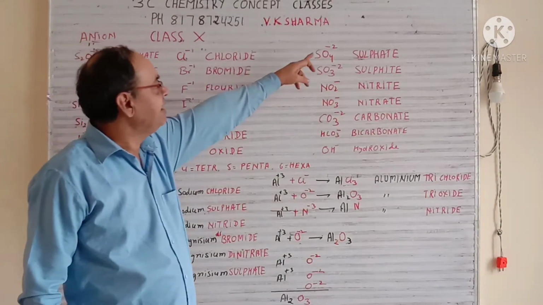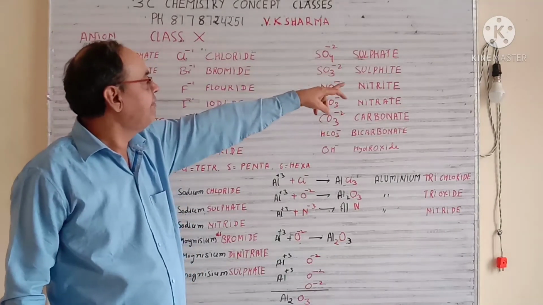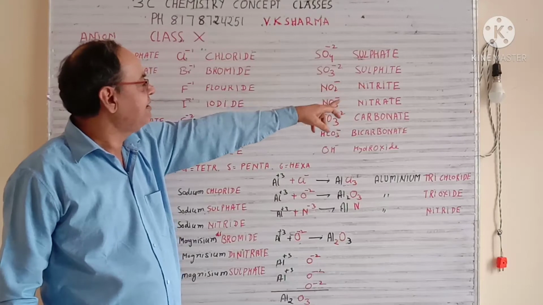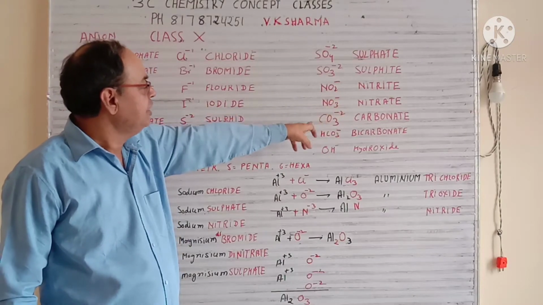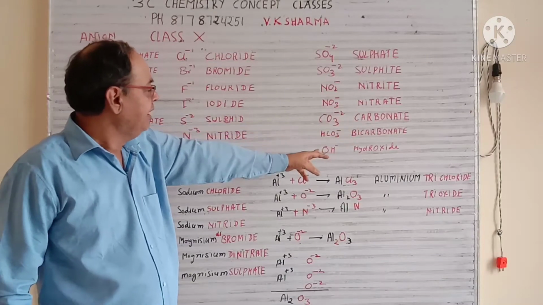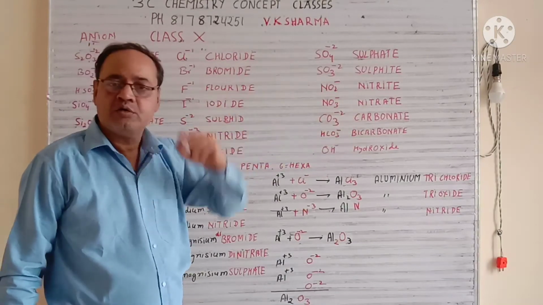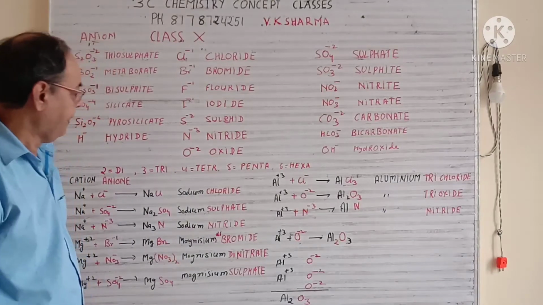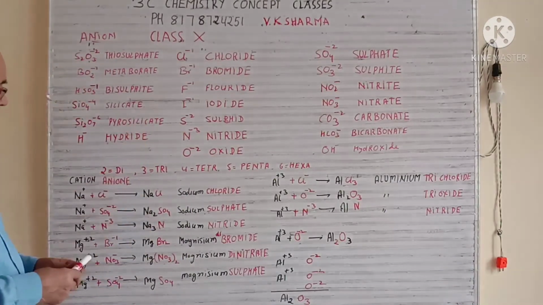Same way SO4 minus 2 is a sulfate. SO3 minus 2 is a sulfite. NO2 minus 1 is a nitrite. NO3 minus 1 is a nitrate. CO3 minus 2 is a carbonate. HCO3 minus is a bicarbonate. And OH minus 1 is called hydroxide. So now, these are the charges.